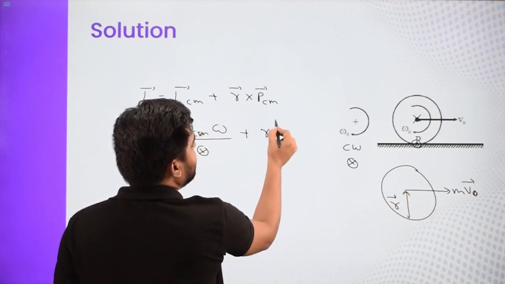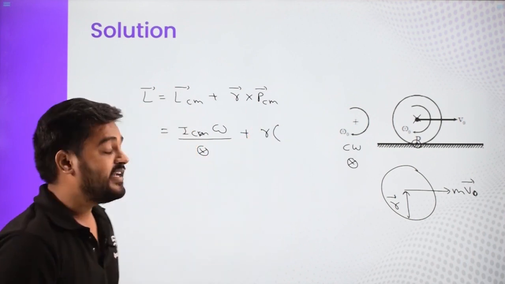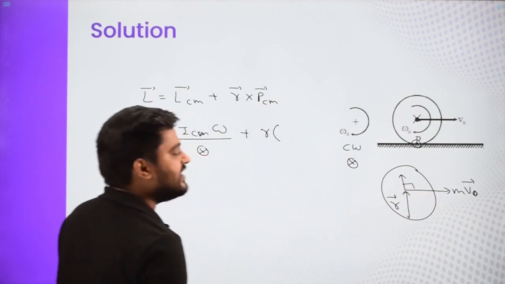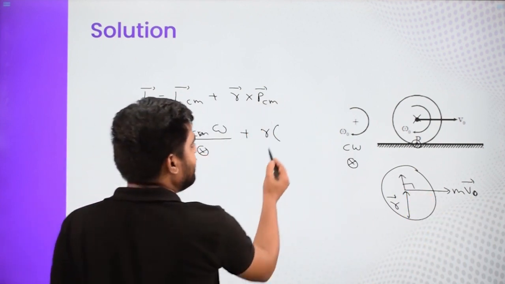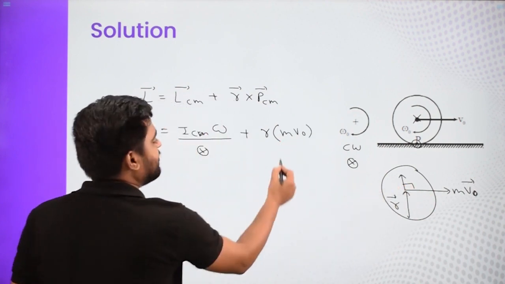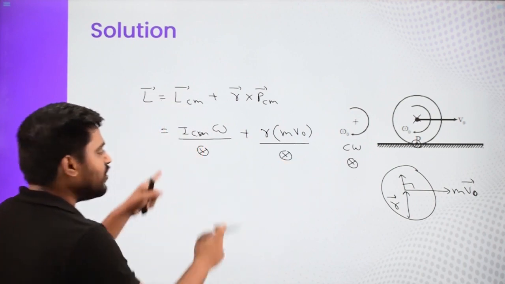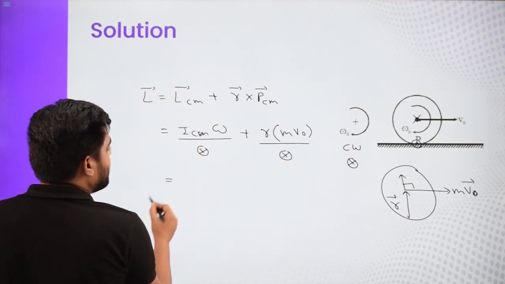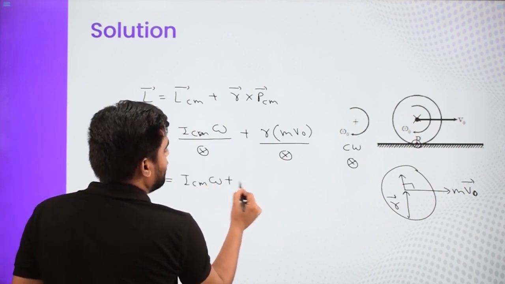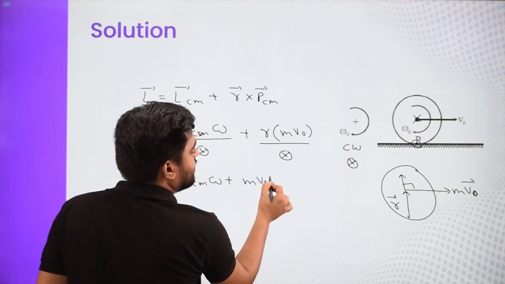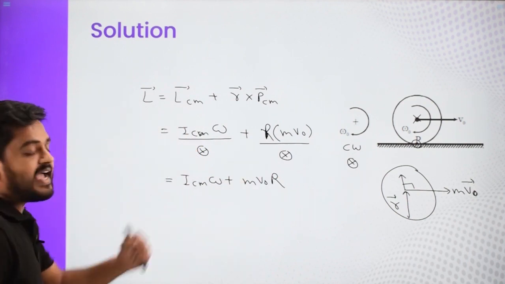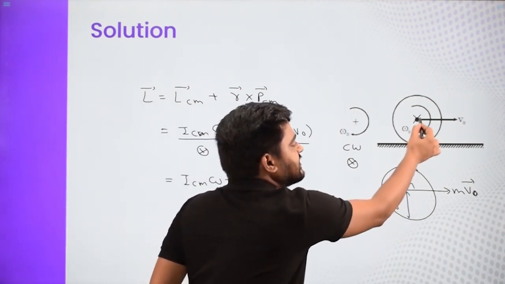So r cross p is r into p into sine theta. But here the angle between the r vector and p vector is 90 degrees, so I'm not going to write sine 90 degrees. It will be r times mv0, and the direction is again into the plane of the paper. Both are in the same direction, so they will simply add up. It is nothing but ICM omega plus mv0 r, where the radius is capital R. I am substituting that. Now, what is ICM? Moment of inertia about center of mass.